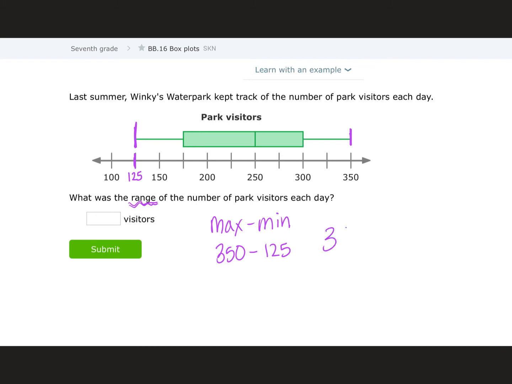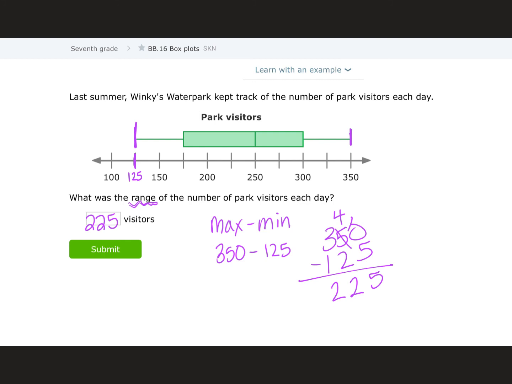If we subtract those two numbers, I'm going to rewrite it like this because it's easier. 10 minus 5 is 5. 4 minus 2 is 2. 3 minus 1 is 2. So the range in the visitors at the park that day is 225 visitors. That's the range.